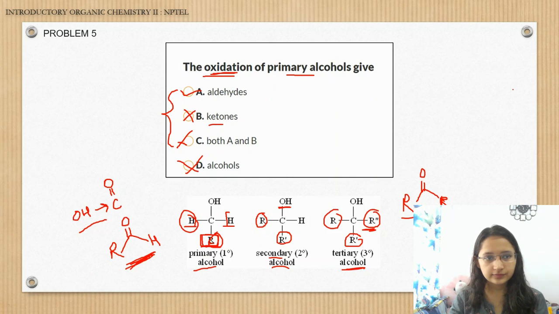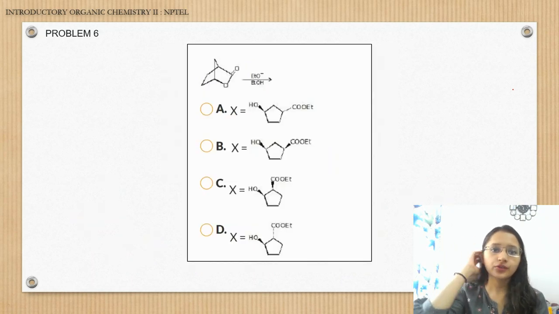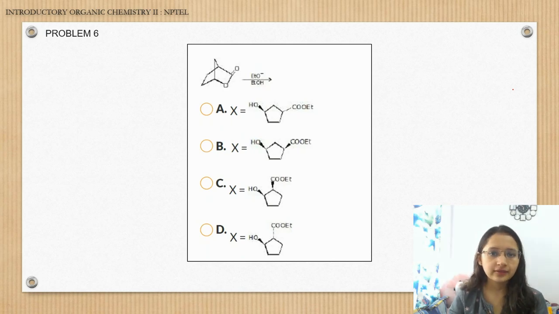Yes, ma'am. All right. So I'm going to problem 6. So just look at this problem. It is a bit difficult, but you will understand if you go through my words, right? So they are asking, this is a bicyclic system, right? This is a bicyclic system and has a lactone species.